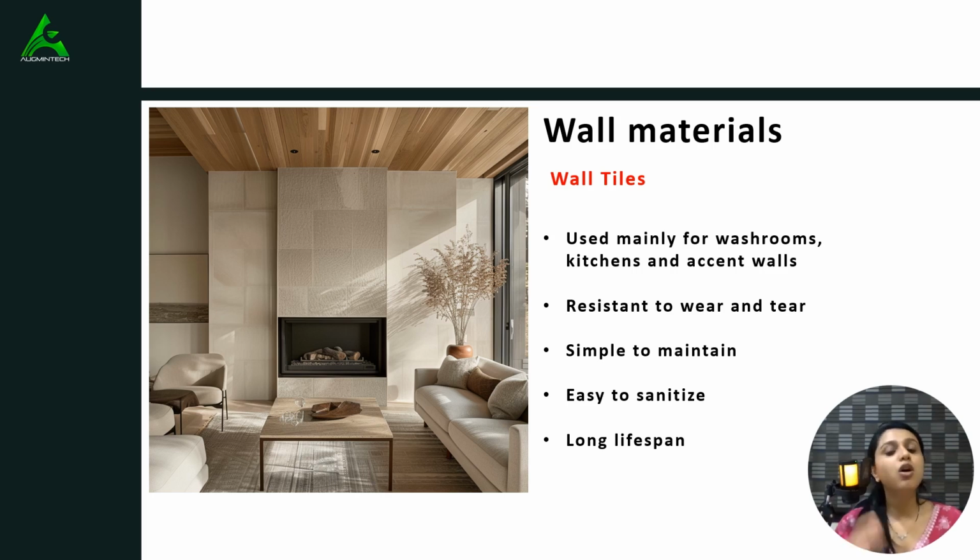Also, wall tiles are something that we use a lot in our washrooms. Washrooms cannot work without wall tiles. These days we have showers which are coming from all 4 sides. We have steam. We have so much going on in our washrooms that walls cannot withstand that kind of humidity or moisture. So we use tiles for washrooms mainly, and then for kitchens.